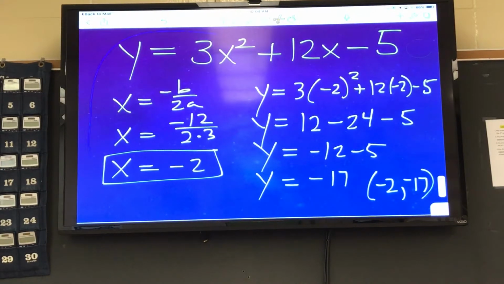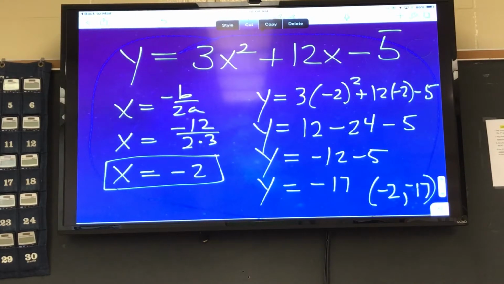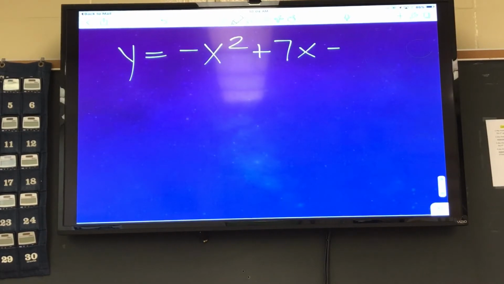Alrighty, I'm going to give you another one here. It's a little bit more difficult because of squaring the number. Y equals negative x squared plus 7x minus 1. All right. Pause the video, please. Try to do this on your own, and then come back to the video.